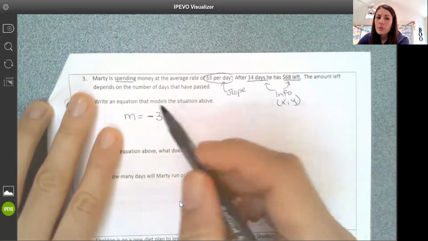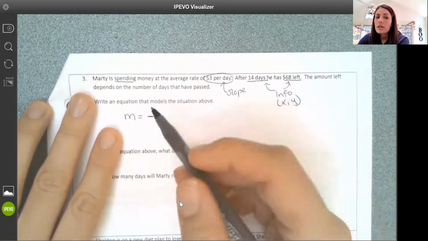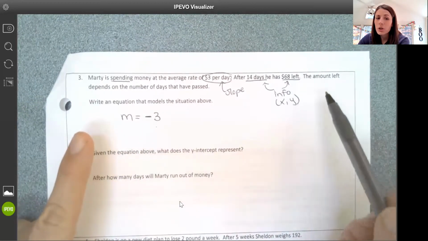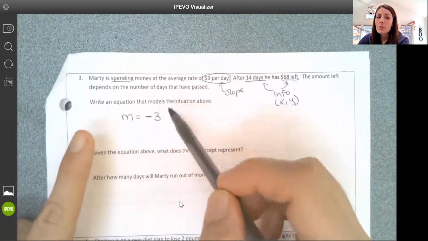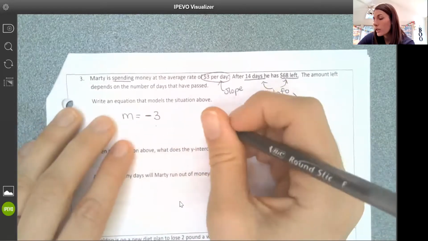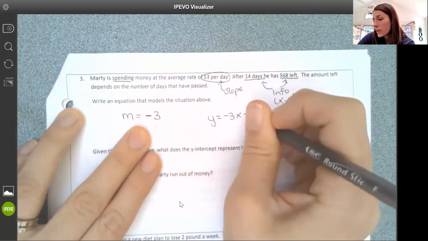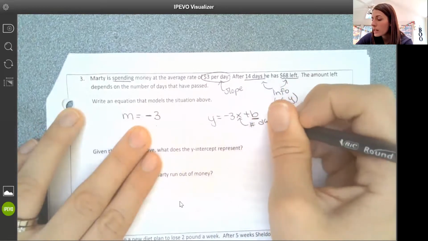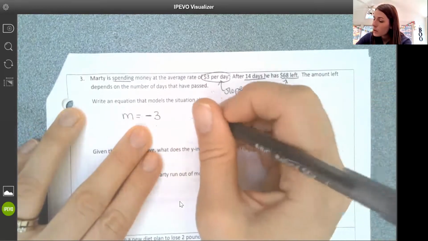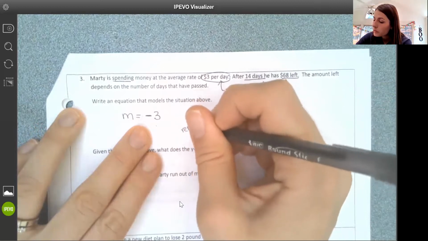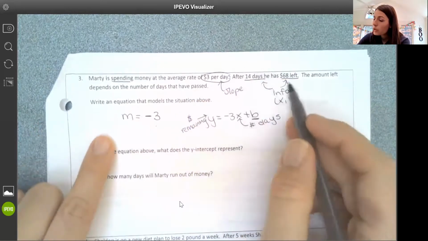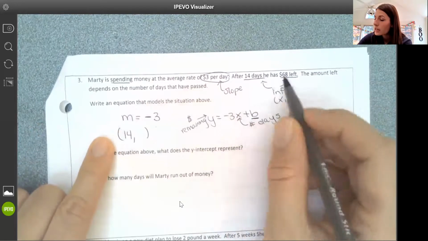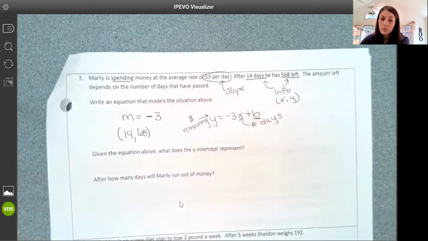Okay, and the amount left depends on the number of days that has passed. This also tells me my X and my Y, because we know we have a function here. So it's saying the amount left, Y, is dependent on the input being the number of days. So when I look at my equation and I know that my slope is -3, I don't know my B value, I'm going to have to find it, but X is the number of days that has passed and Y is the money remaining. So when I think about this ordered pair, I know that 14 is the X value because that's days, and 68 is the Y value, okay?